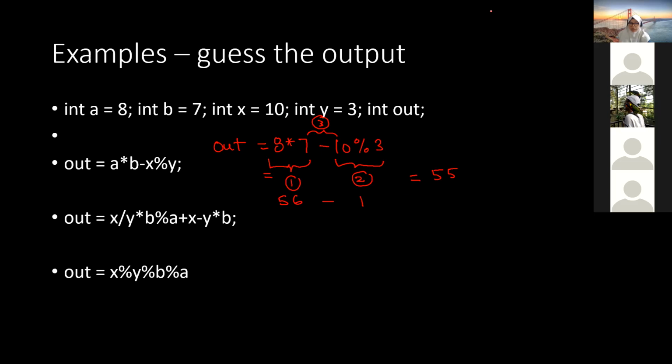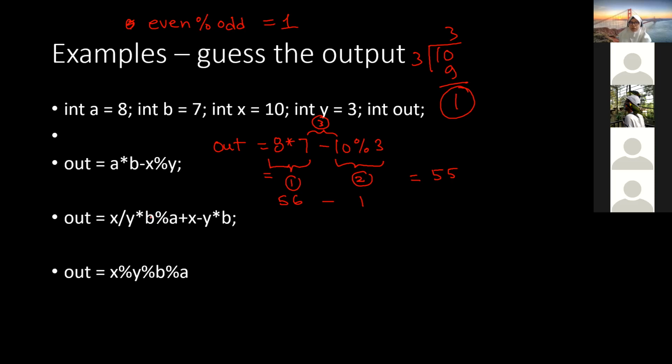If you cannot do this on the spot, you can just do something like this: 10 divided by 3 is 3, and 3 times 3 is 9, so the remainder is 1. Take this value. A faster way is this: even number modulus odd number is always 1.